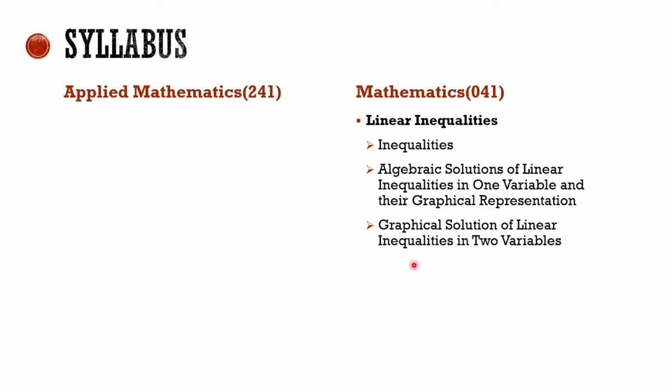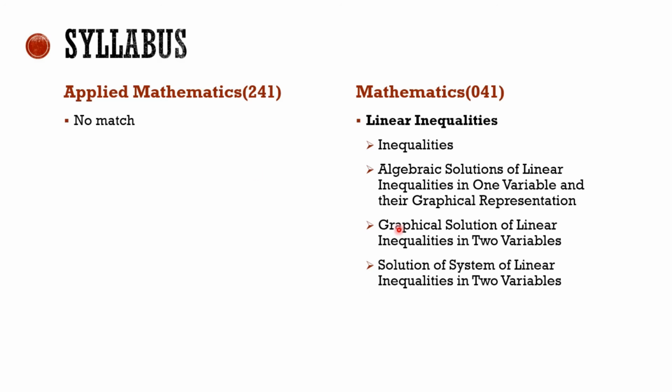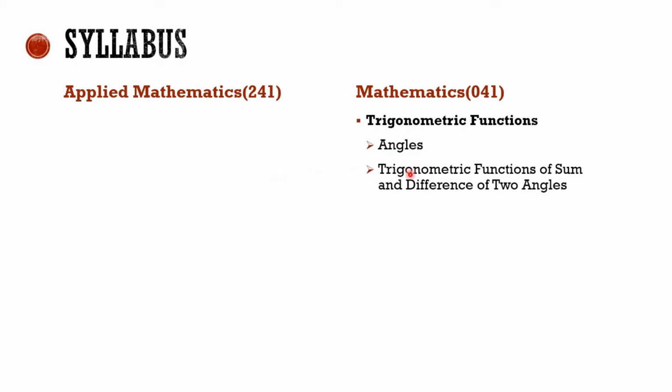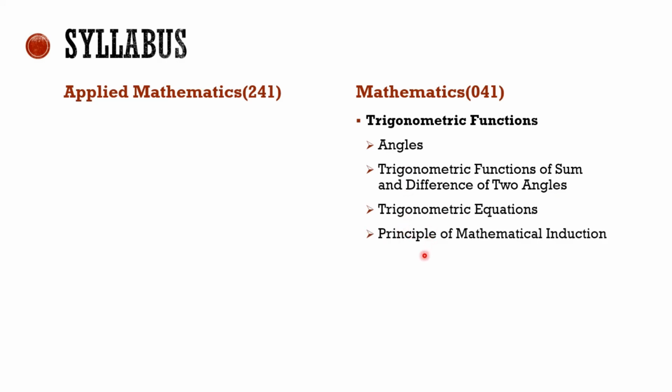Graphical solution of linear inequalities in two variables, solution of system of linear inequations, and all these things are not given in applied mathematics having code 241. Trigonometric functions: here in mathematics, trigonometric functions, angles, sum and difference of angles, trigonometric equations, and then the next chapter, principle of mathematical induction, are given, and these chapters are not given in applied mathematics.